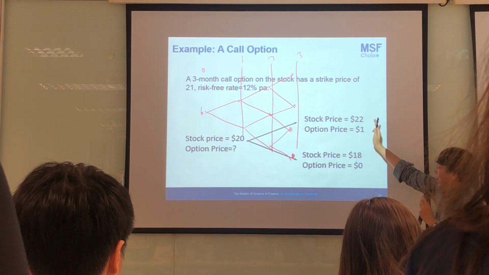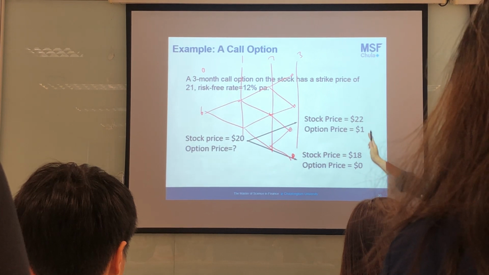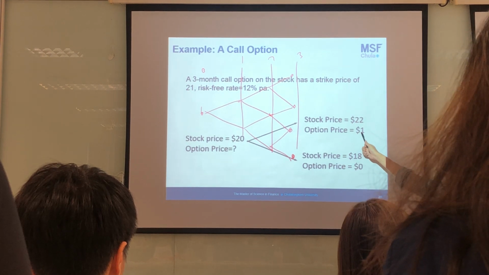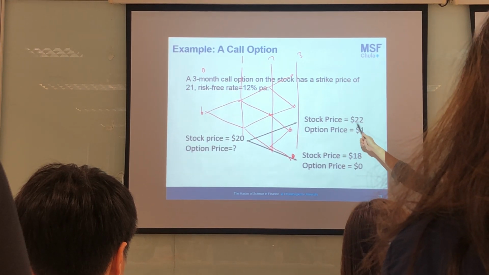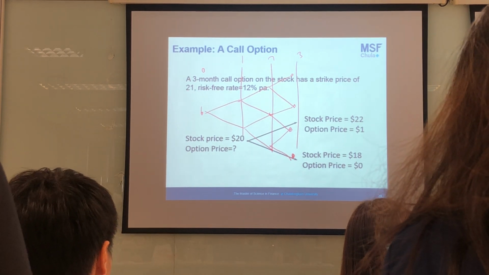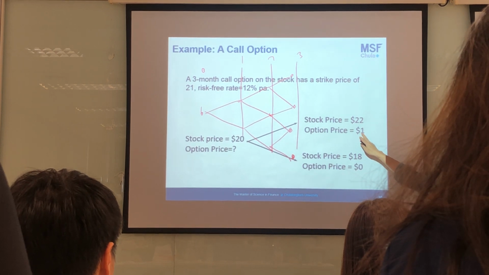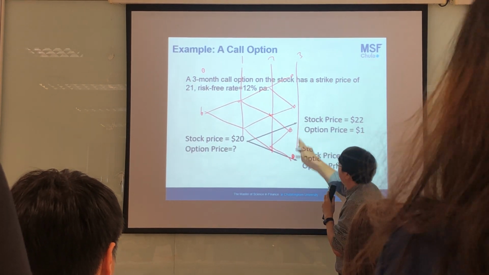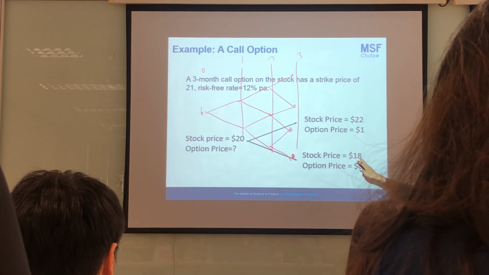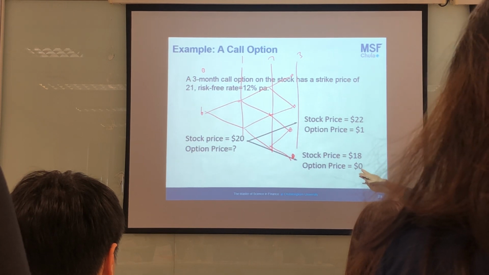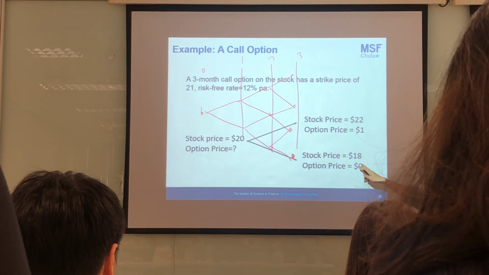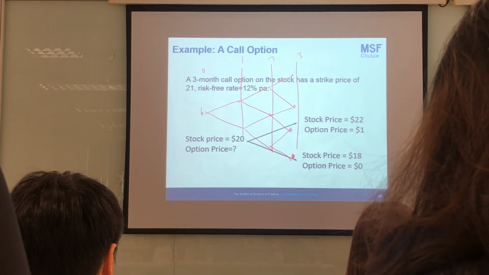Suppose this is the expiration date. So you can estimate the value of the call at the expiration date. If the stock price is 22, the exercise price is 21, so the value of the call option should be equal to $1 for this node. This is called a node. And when the stock price is equal to 18, the value of the option will be 0, based on what we have discussed. So the value of the option in this case will be 0.